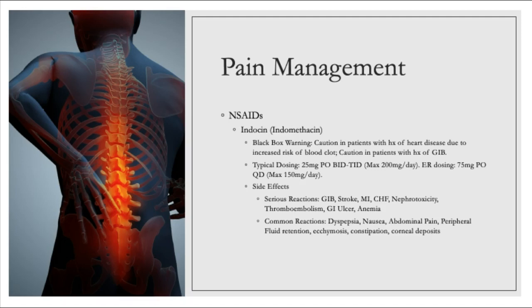Next, let's talk about Indocin. Again, that black box warning is pretty much the same for all of the NSAIDs. We want to be careful if people have a history of heart disease. It does increase their risk of a blood clot. We have to be cautious in people that have a history of GI bleed. So typical dosing is about 25 milligrams by mouth, and you can do it in a BID dosing or a TID dosing. However, the max of that is 200 milligrams in a 24-hour period.